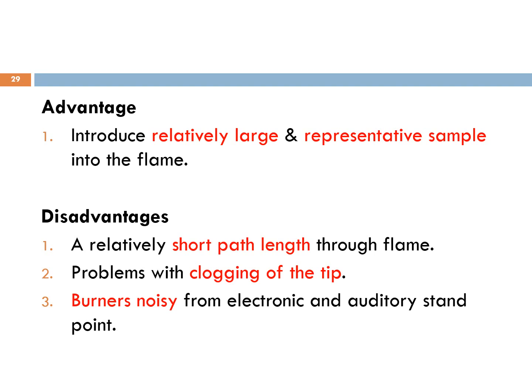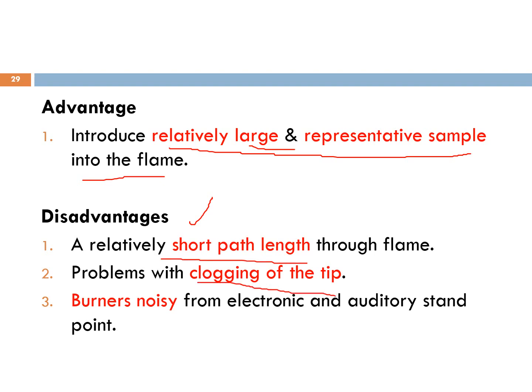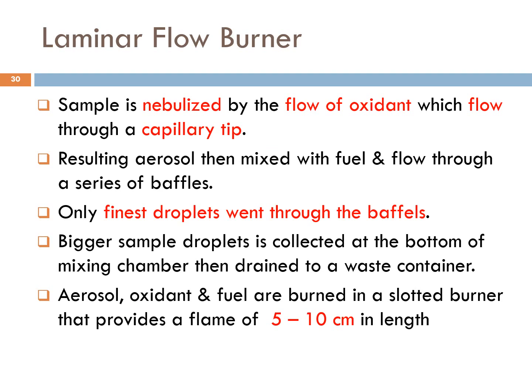Dia tak homogeneous. Okay, so the advantage for this turbulent flow is dia boleh introduce relatively large and representative sample into the flame. Dia boleh introduce a large sample lah ke dalam flame tu. Okay, the disadvantage dia ada relatively short path length. Dia akan menyebabkan clogging of the tip, and also can cause noise lah.